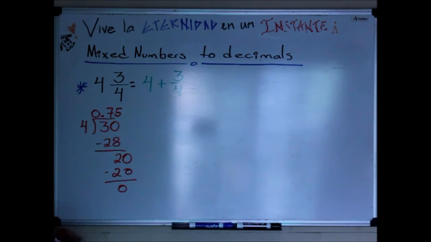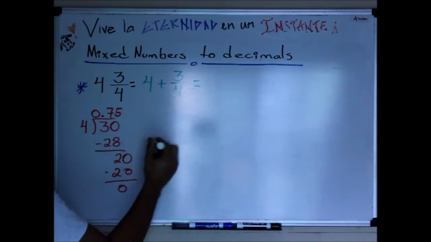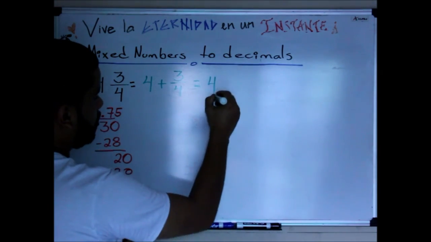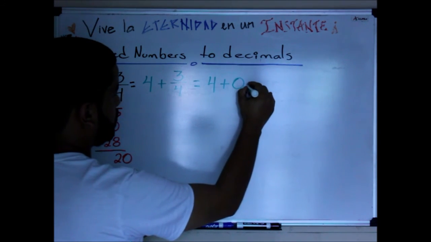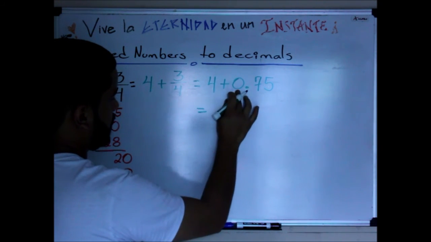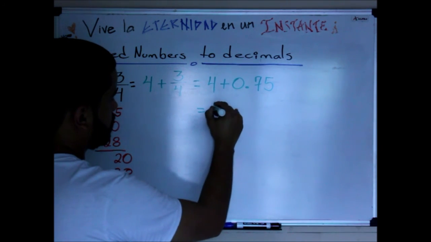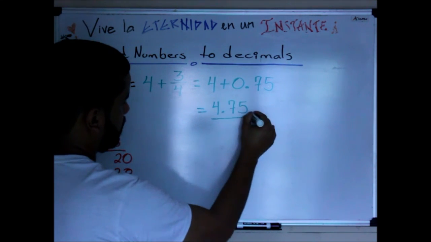Now, instead of writing this fraction, we're going to write the decimal. So this will be the whole part that is 4 plus our 0.75. Then we add that, replacing the 0 with 4, so we're going to have here 4.75, like that.